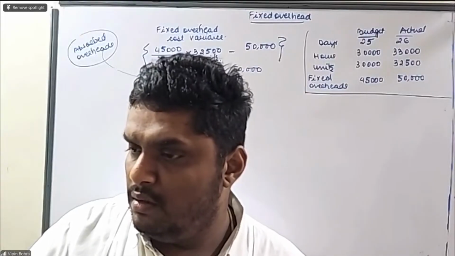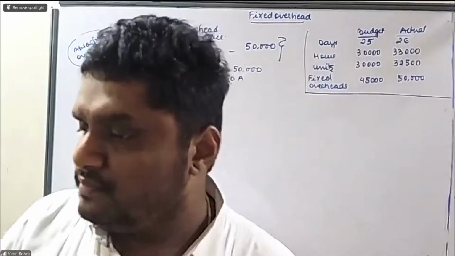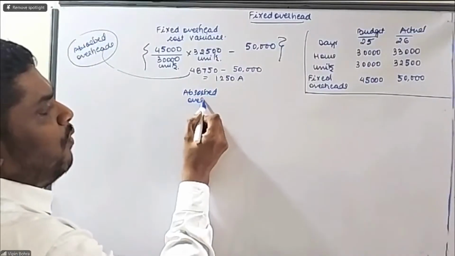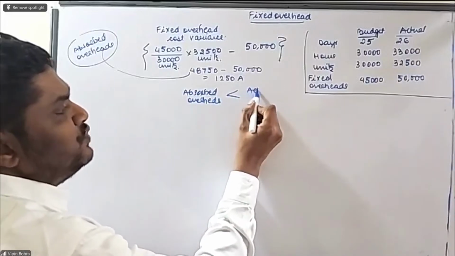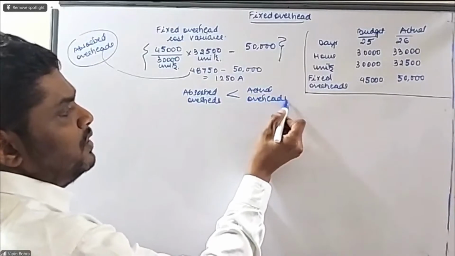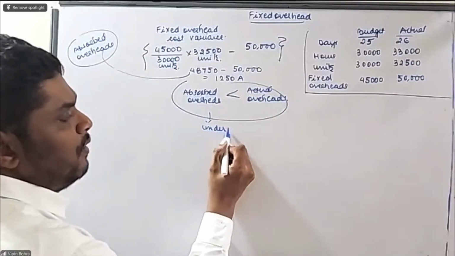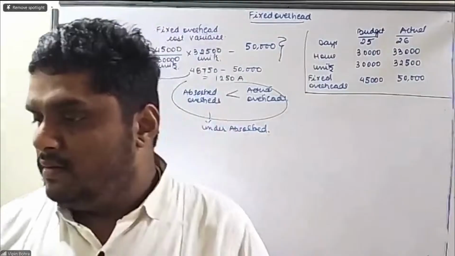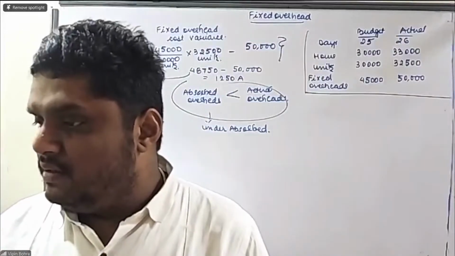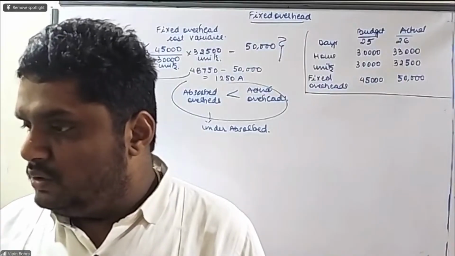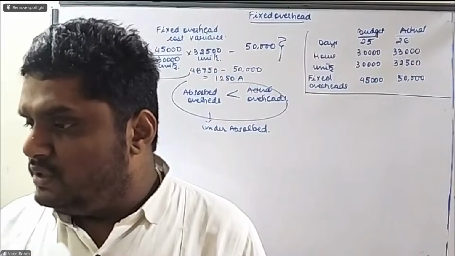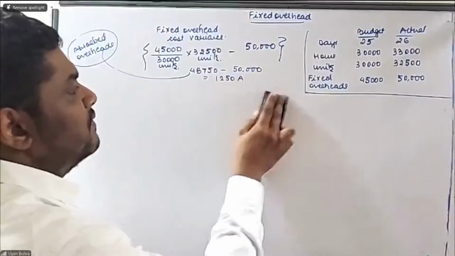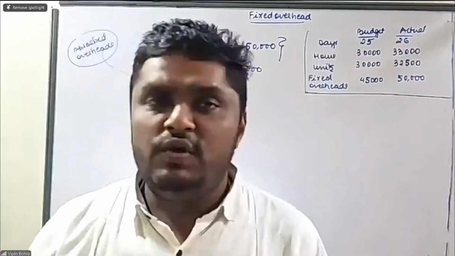Yes, Sunil Kumar. So see guys, these are my absorbed overheads. And absorbed overheads are less than actual overheads. So we can say overheads are under absorbed. So it is under absorption of overhead. So Priyanshi, please recheck your concepts. And one more student, Sunil Kumar and Priyanshi, please recheck your concepts. Anyways, guys, fixed overhead has nothing to do with this.